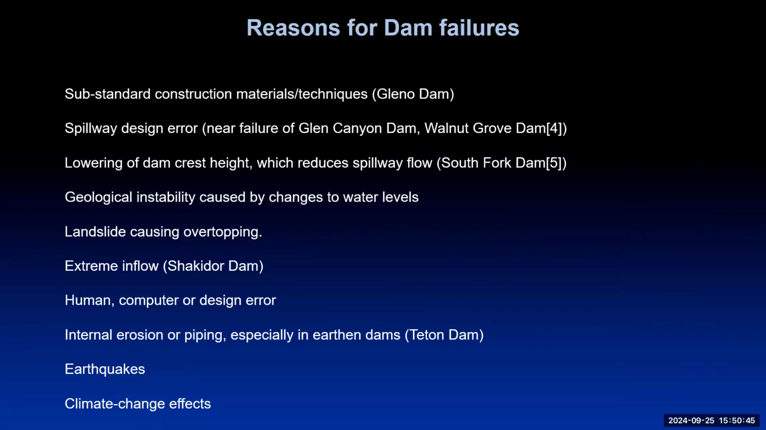Dams. Sometimes there is substandard construction materials or techniques. Gleno Dam, spillway error design, the Glen Canyon Dam, and Woolnock Grove Grand Dam. Lowering of the crest height actually reduces spillway flow, and South Fork Dam in United States, that fell down as a result of that. You wouldn't think it would be that way down.